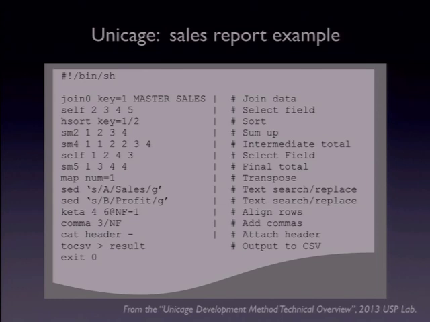In this application, set and cat are Unix commands. Exit is a shell built-in command. join0, self, sm2, sm4, map, keta, comma, and to csv are Unicage original commands. USP calls the original commands USP Tukubai. Tukubai is approximately 50 to 100 commands selected from several thousands of commands they developed in the past. Tukubai commands have bold unity. They play a main role in the enterprise system development field.